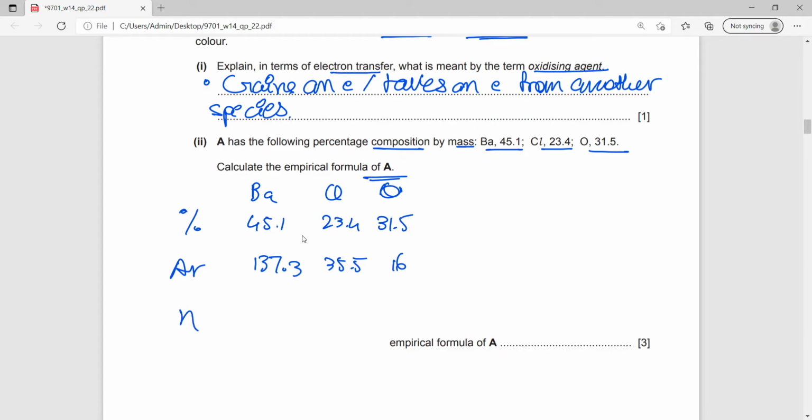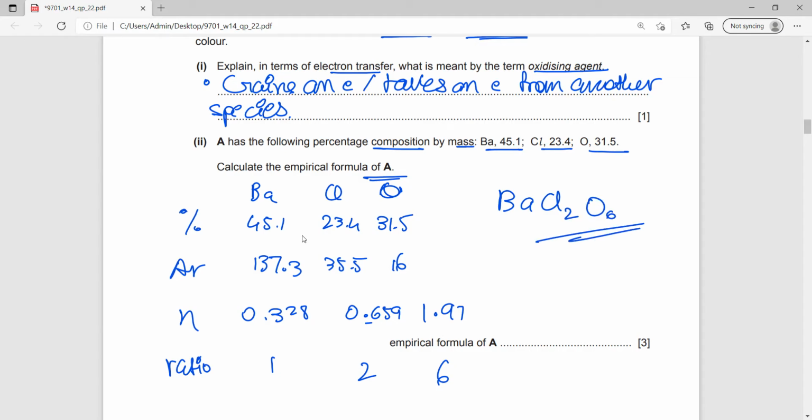So 45.1 divided by 137.3 is 0.328, right? This one is 0.659, and this one is 1.97. And for the ratios, this is the smallest, so this will be 1. This is approximately twice this, so 2, and this is approximately 6 times this, so 6. Therefore, your empirical formula should be BaCl2O6.